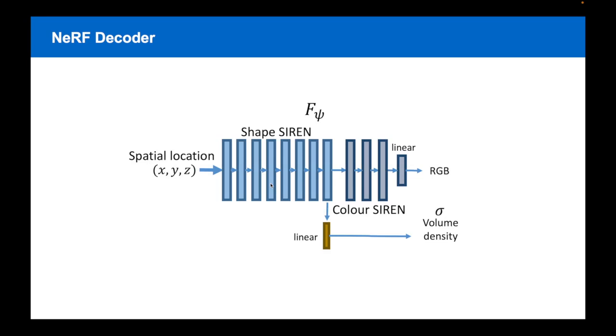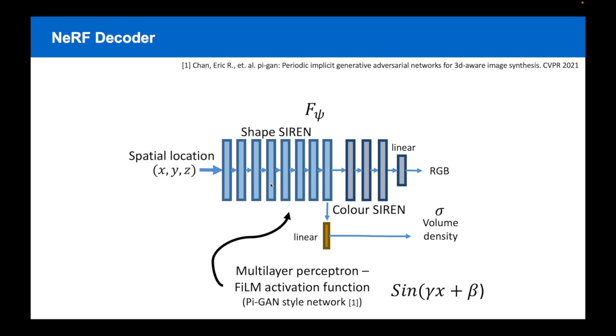The NeRF decoder is a function f which takes a spatial location as input and produces an RGB and volume density at the output. It consists of two networks, a colour SIREN and a shape SIREN. These are fully connected networks with a FiLM activation function. These are sine functions which can be modulated by a frequency gamma and phase shift beta.